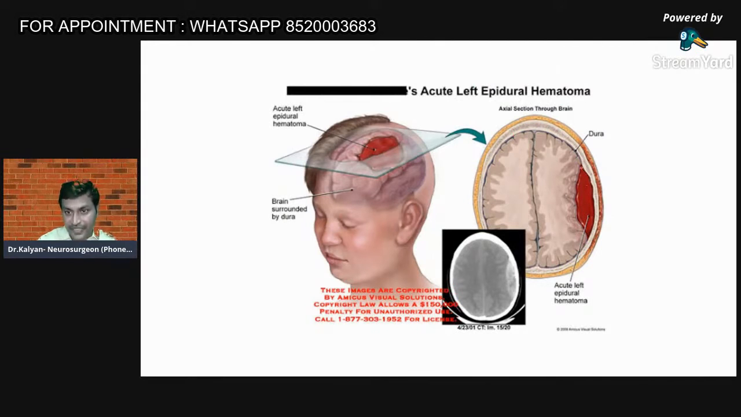So this one is between the dura mater. This is the dura mater. So this is lying between the bone and the dura mater. So this is known as the extradural bleed. In this session, I want to remember one important characteristic of the extradural bleed.